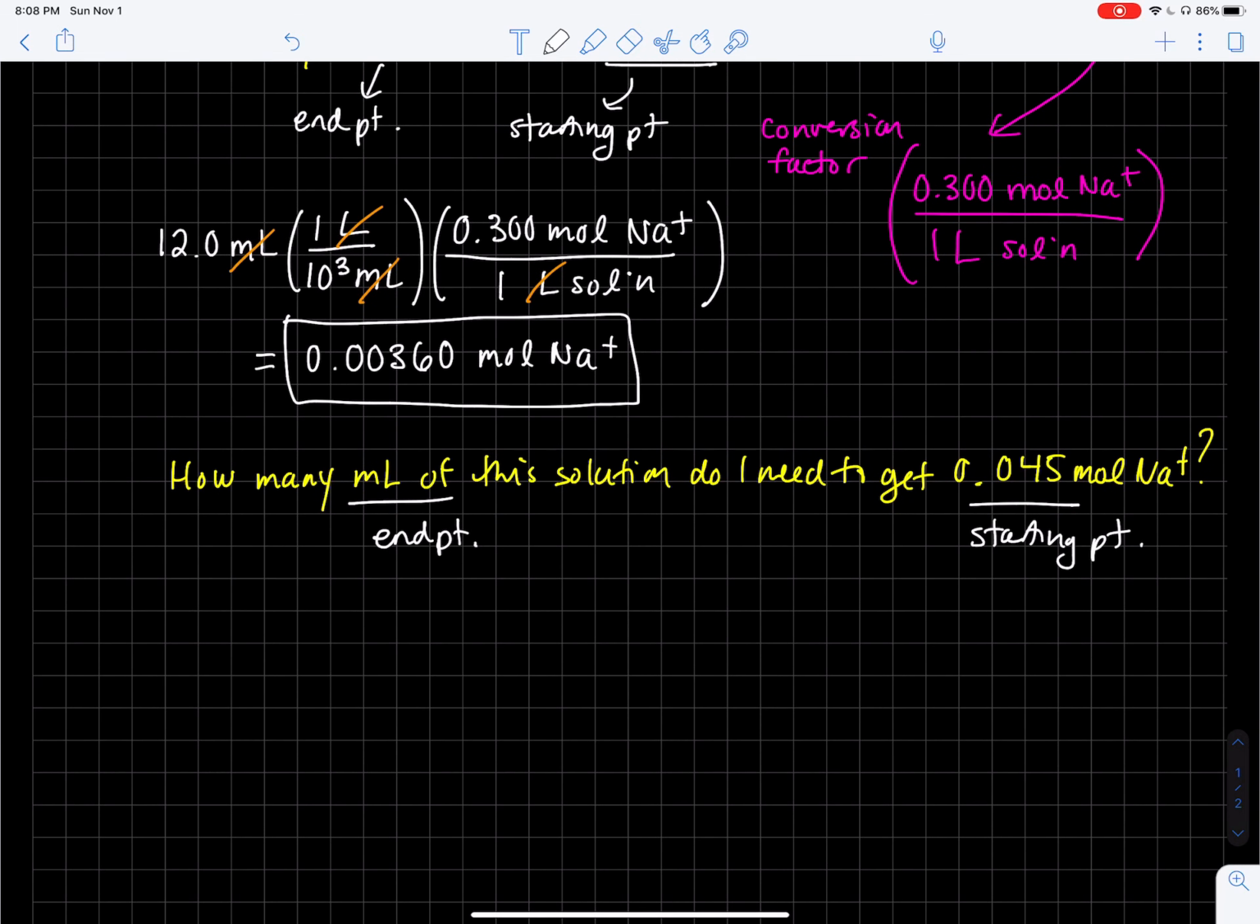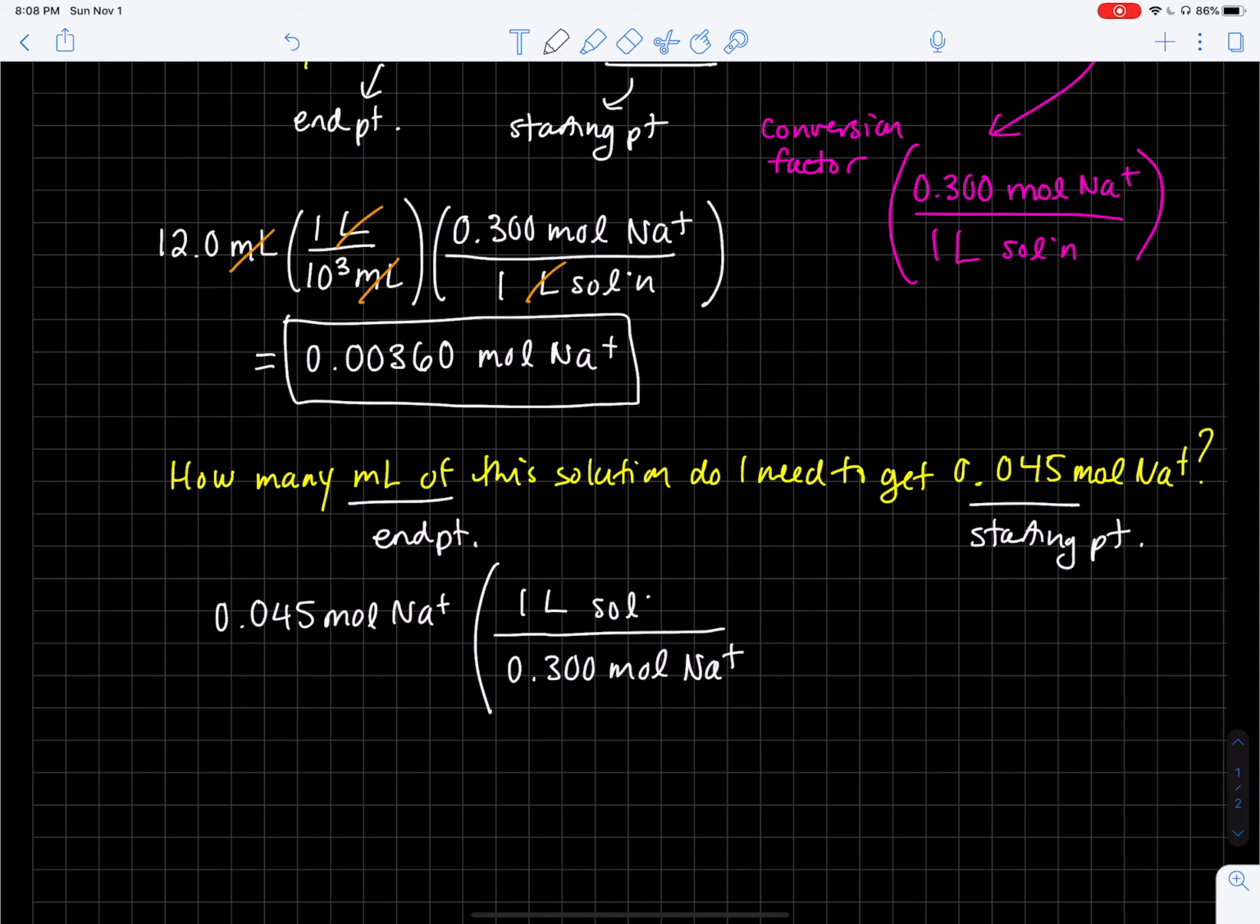So I'll start with my starting point. I want 0.045 moles of sodium plus, and I use my conversion factor. Now this time I want to get rid of moles, so I put moles of sodium plus on the bottom and liters on the top. And if I want it in milliliters, I'll need to remember to change to that. And when I do this, I note that I'm going to have 2 sig figs in my answer. I get the answer 150 milliliters.